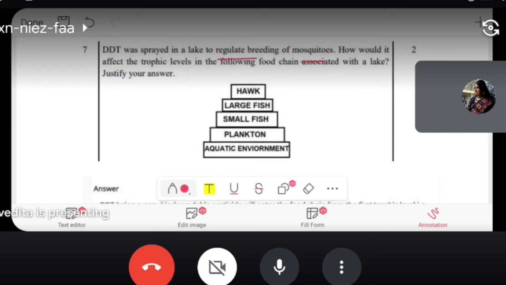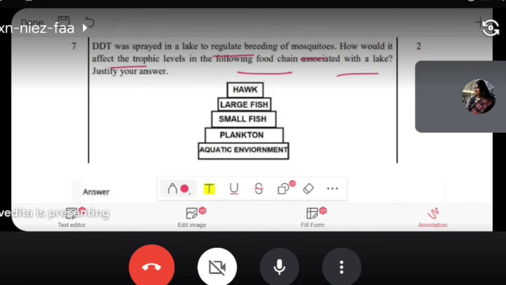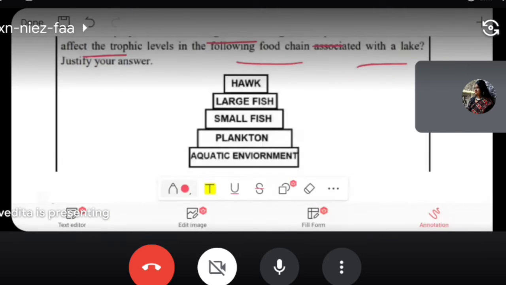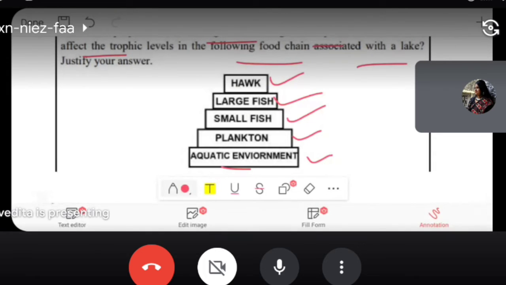How would it affect the trophic level in the following food chain associated with the lake? Justify your answer. Here, one food pyramid is given. In the last stage, that is the aquatic environment, planktons are present in the second stage. Then in the third stage, small fish. In the fourth stage, large fish. And in the last stage, the hawk, which will eat the large fish.